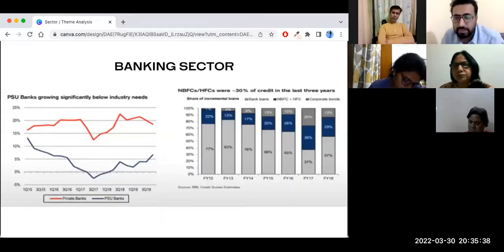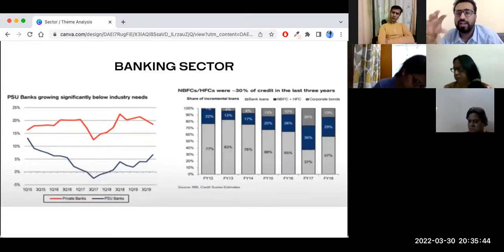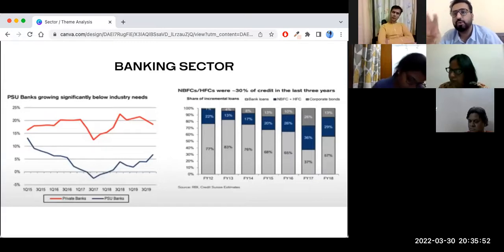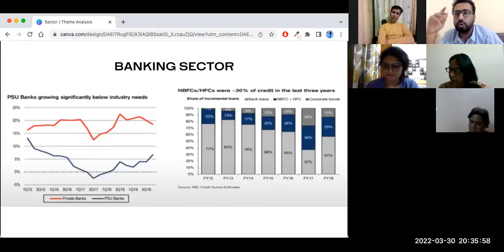Right? Now, what are NBFCs? What are HFCs? NBFCs are non-banking financing companies. HFCs are housing finance companies, which give loans on, let's say, home loans, mortgage loans, etc. Specifically housing, only housing. Housing finance companies and NBFCs have been able to grow much faster.